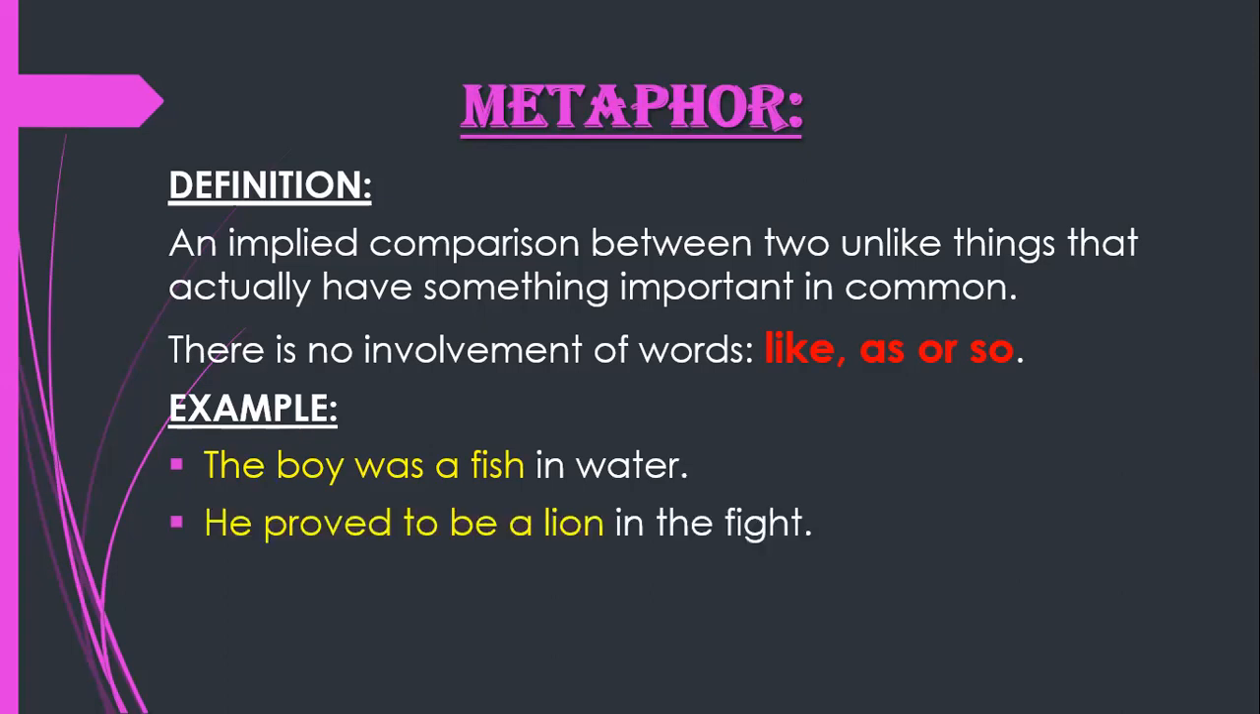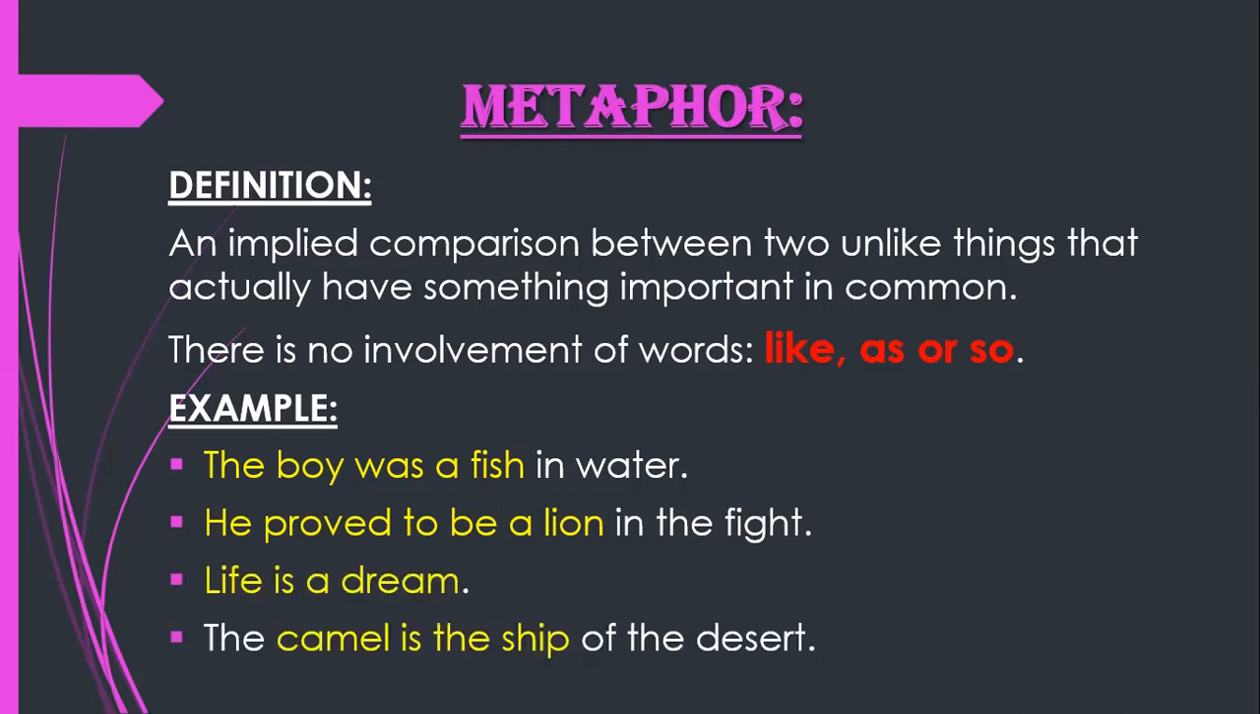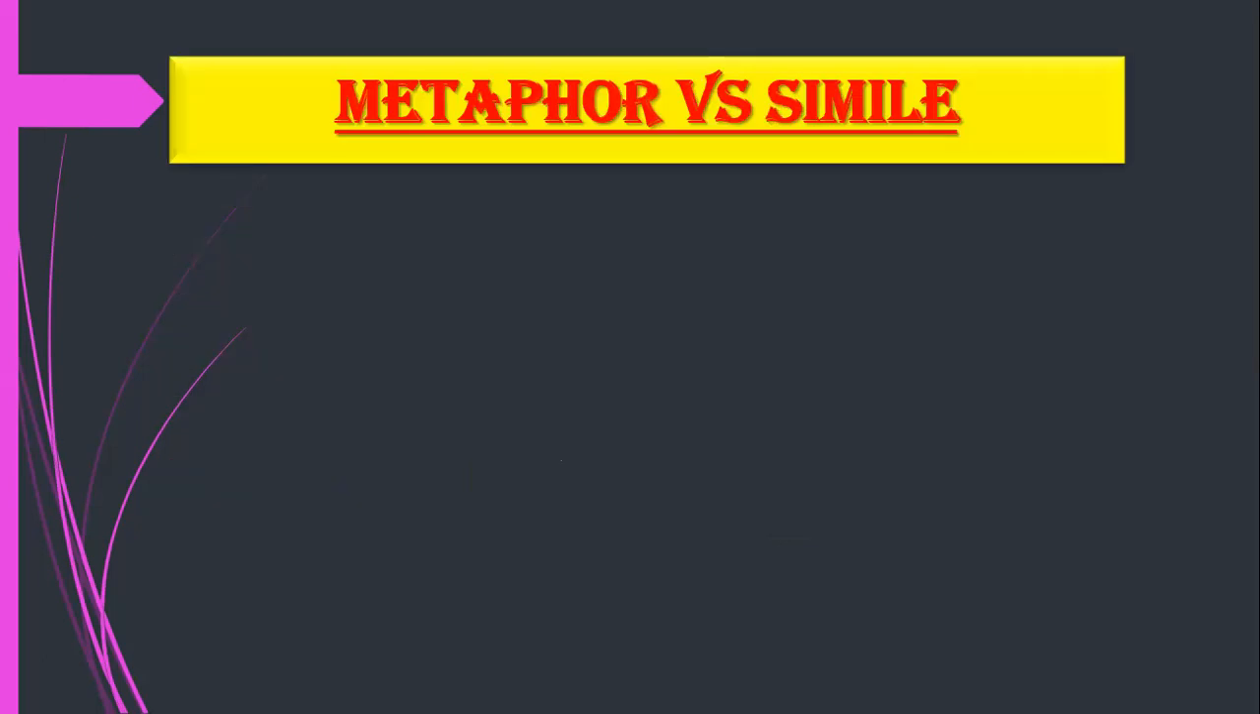Then, he proved to be a lion in the fight. What does it mean? Does it mean he was a lion in the fight? No, he was fighting like a lion in the war zone or in the fight. So here we are comparing things without using like or as. Life is a dream. Then, the camel is a ship of the desert. So in these examples, the things have been compared again, but here we do not use like, as, or so, as we have used in the simile.